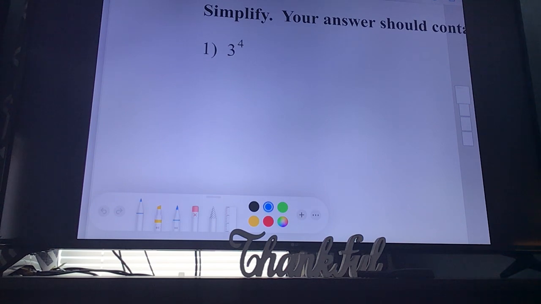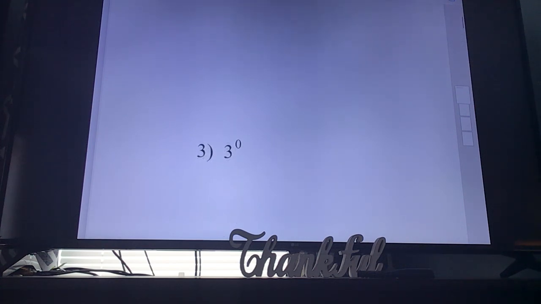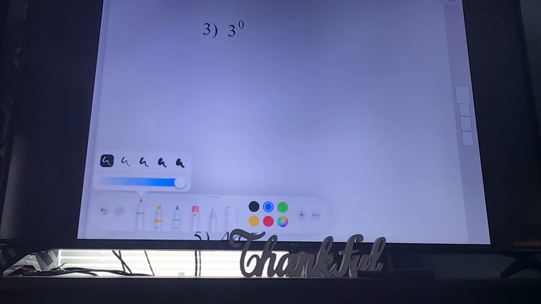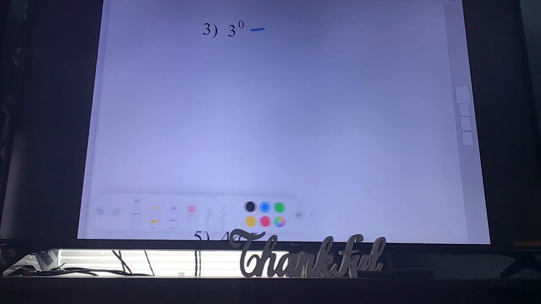So 3 to the 4th. There's no negatives, there's no zeros, and so we can just circle it. 3 to the 0. Well, what is anything to the 0 power? It's 1. Hopefully you guys can see it.